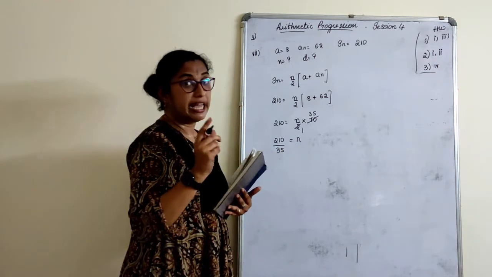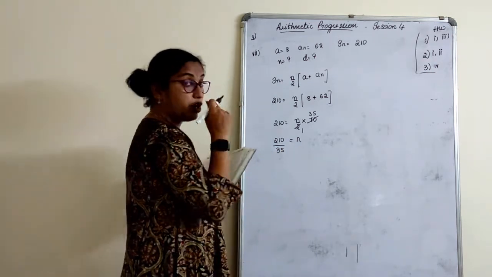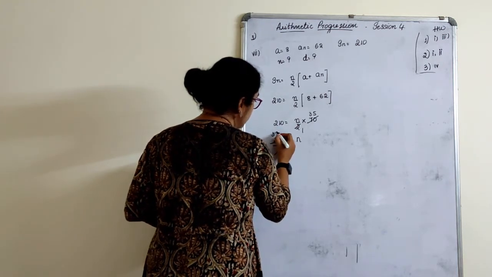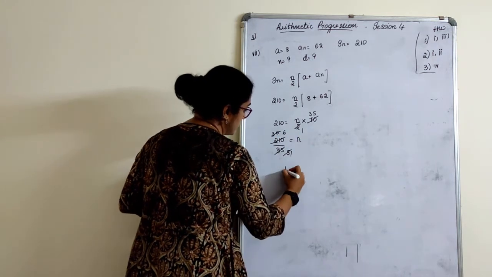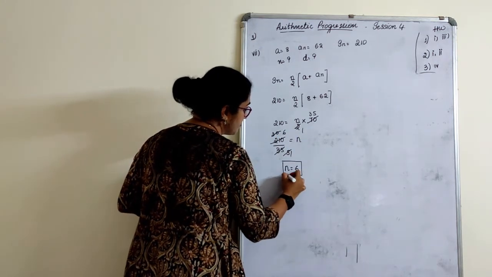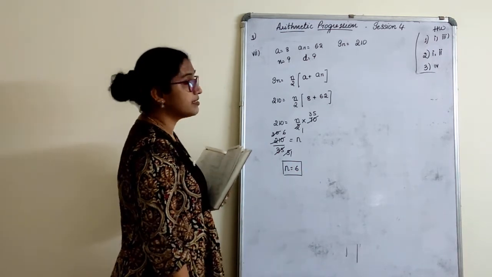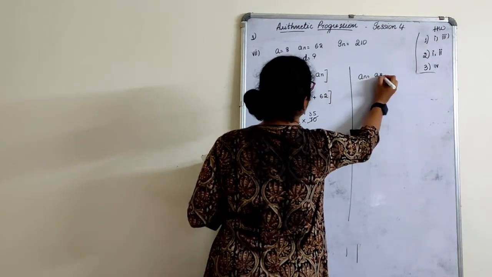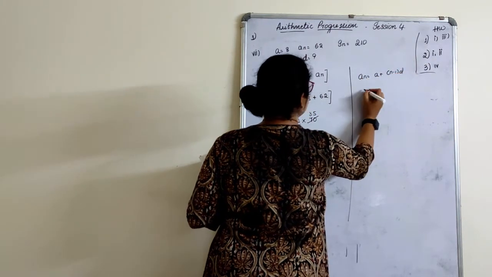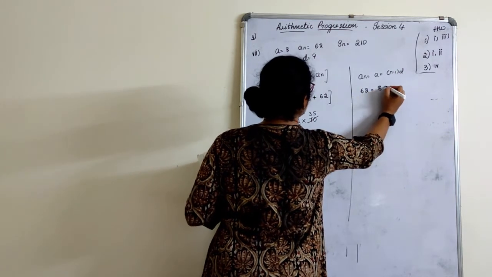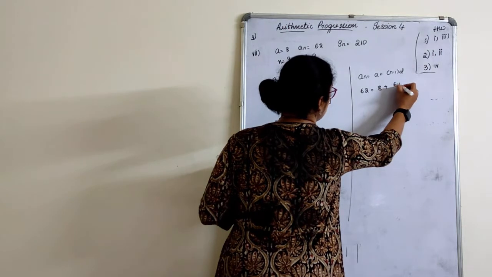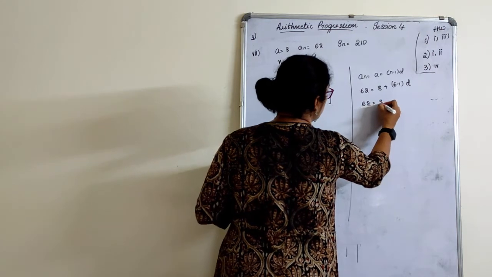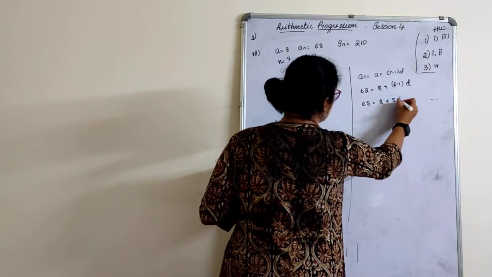And always remember that n will be a number. I mean, it will not be a fraction, it will be a whole number. 7 5s are 35, 7 3s are 21, 7 6s are 42. So n is equal to 6. How do you find d now? Very simple. Use the an formula. an is equal to a plus n minus 1 of d, where an is 62, a is 8, n is 6 minus 1 of d. 62 is equal to 8 plus 5d.